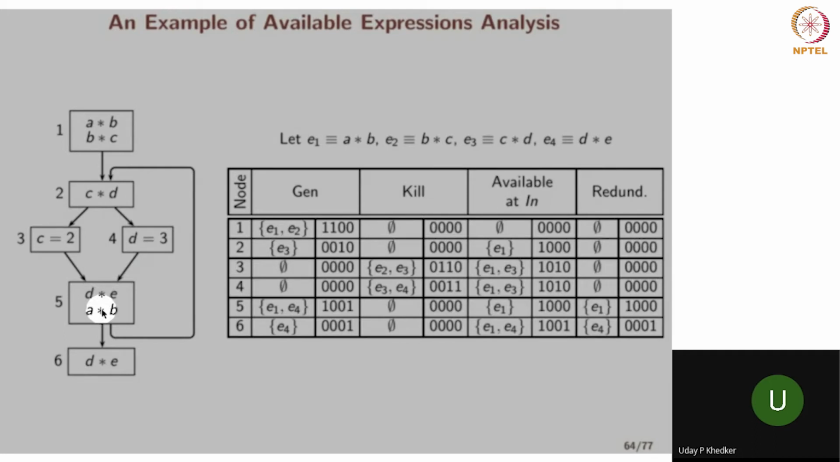This fits the definition that A star B is an expression E such that every path from start to this program point contains an occurrence of A star B, which is not followed by a definition of any of its operands. So therefore, this is an example of common subexpression elimination. This is an expression that we should be able to optimize away.